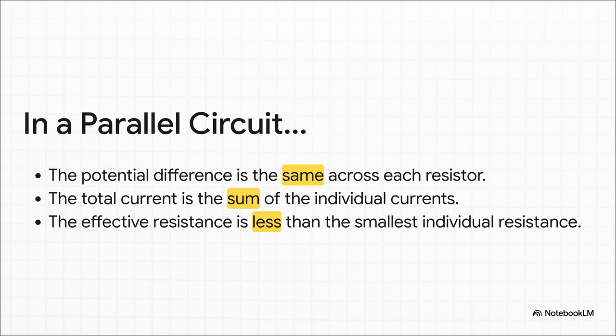Now, a parallel circuit, it's a whole different beast. Here, the voltage across every single branch stays the same. The total current is just all the currents from the separate branches added together. And here's the kind of weird part. Adding more paths in parallel actually lowers the total resistance of the circuit. It's like opening more checkout lanes at a store. It makes it easier for the overall flow of traffic.